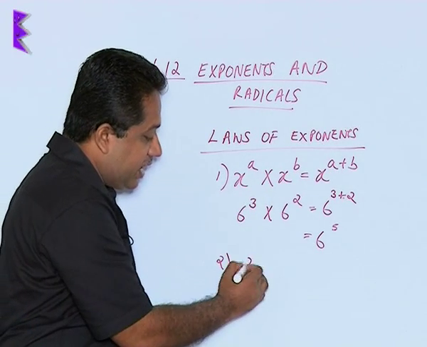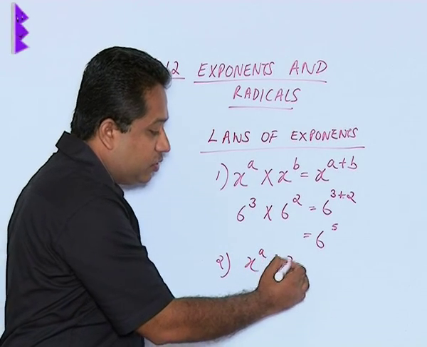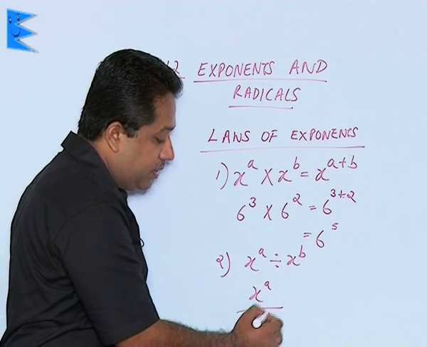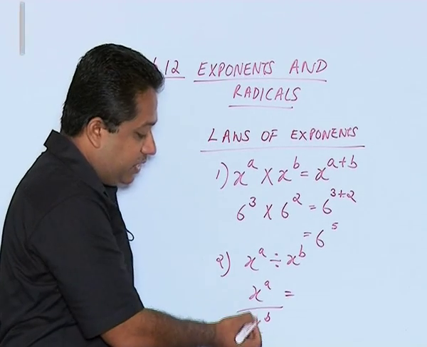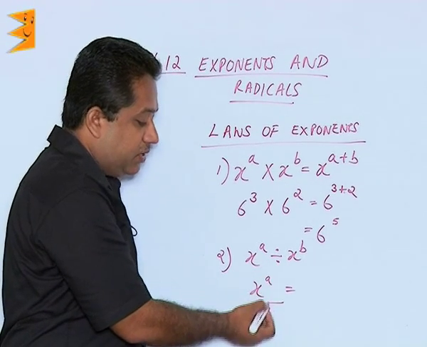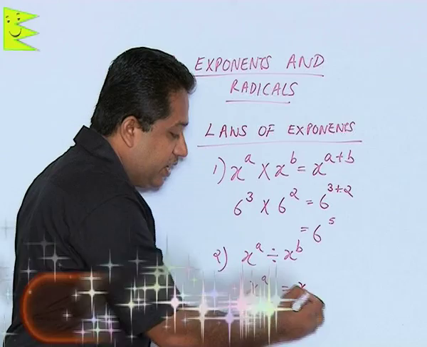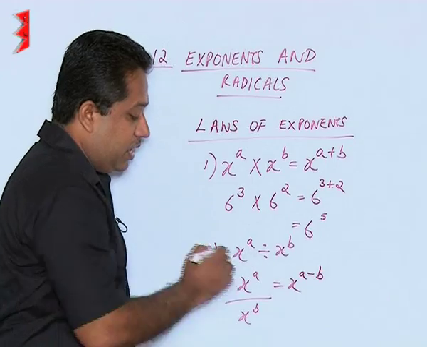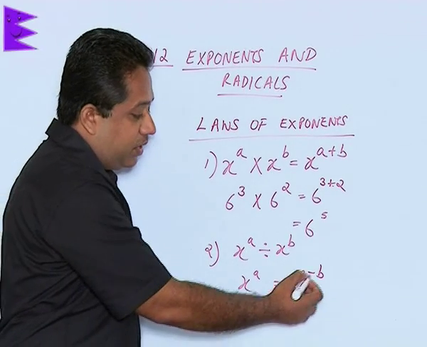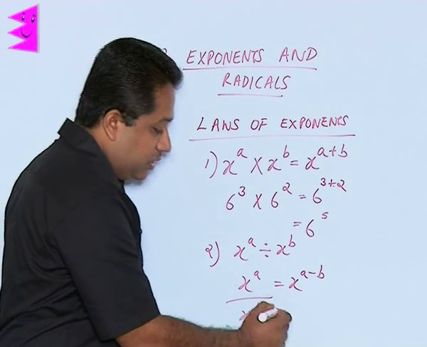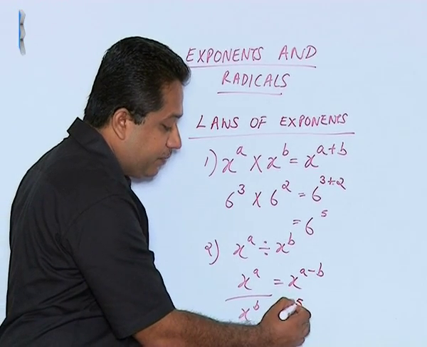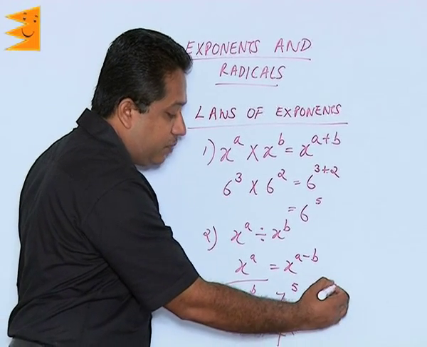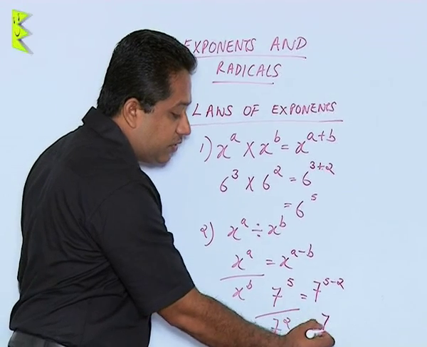The second one is x to the power a divided by x to the power b. This is the same as x to the power a upon x to the power b. Here the base is the same and the powers are different. When it is division, instead of adding, we subtract. So x to the power a upon x to the power b is x to the power a minus b. Let us see an example. 7 to the power 5 upon 7 to the power 2 becomes 7 to the power 5 minus 2, which is 7 to the power 3.